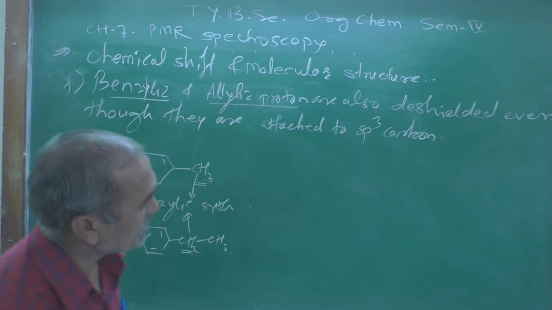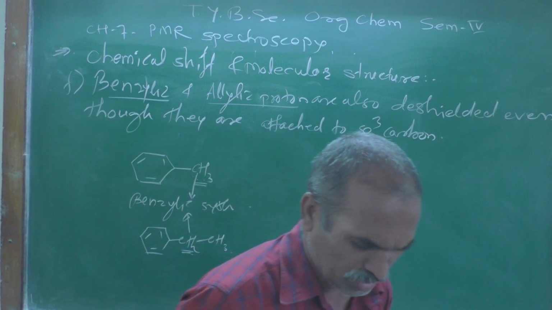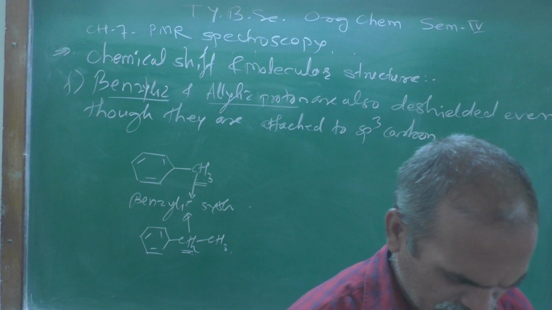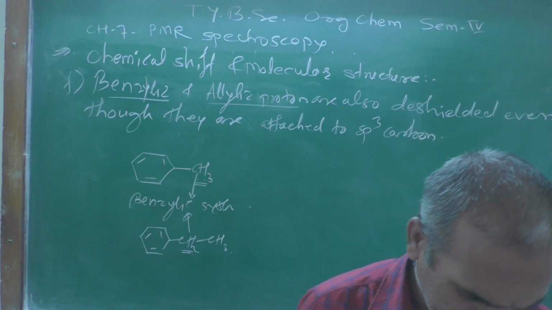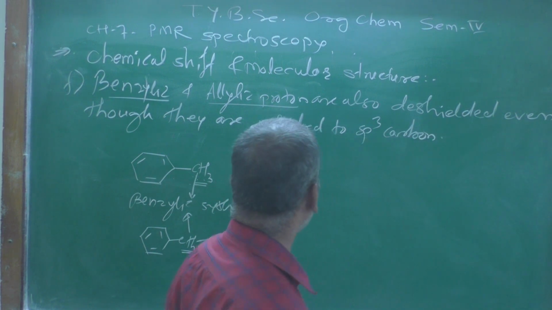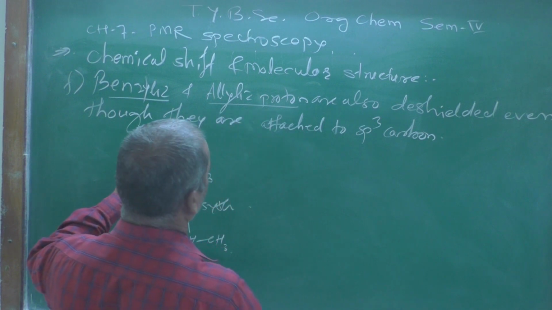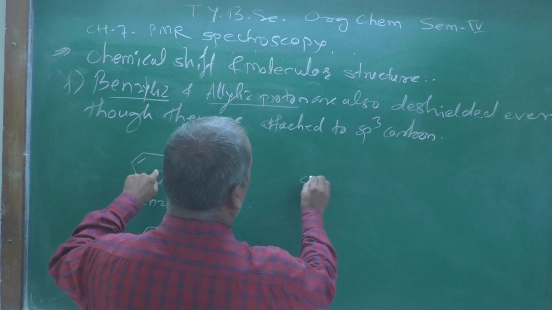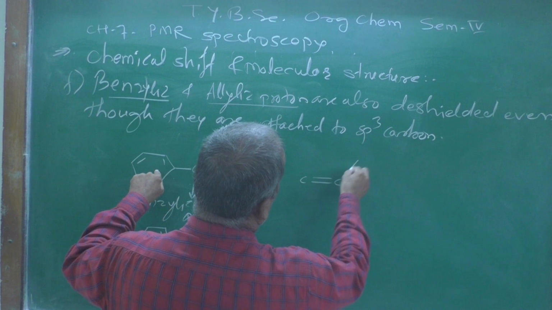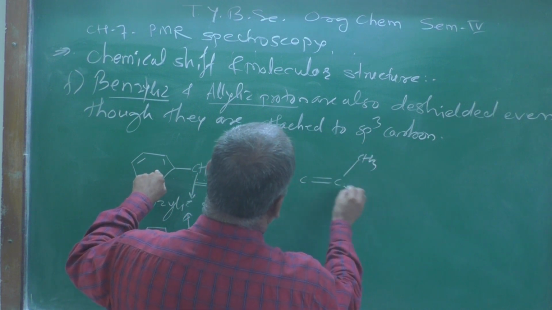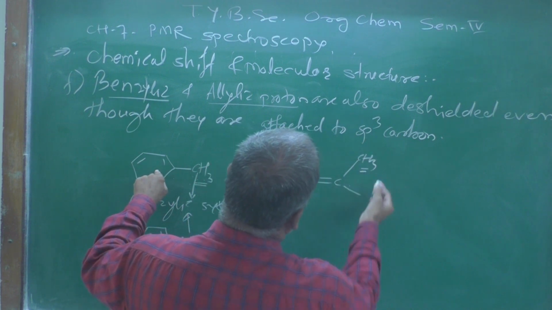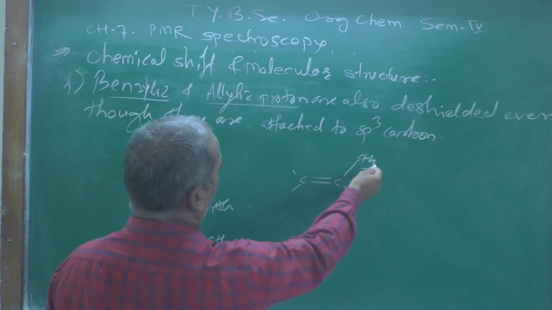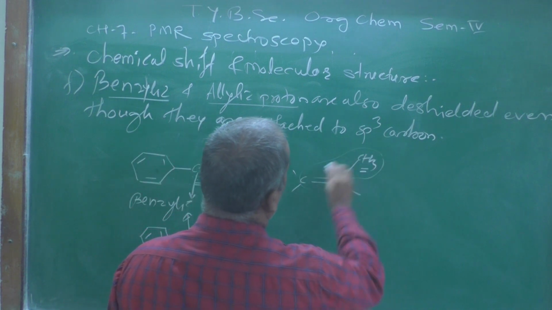Now the allylic proton. What do we mean by the allylic proton? Let's see here. Suppose here is a carbon-carbon double bond and here is a methyl group. This system is known as an allylic system.